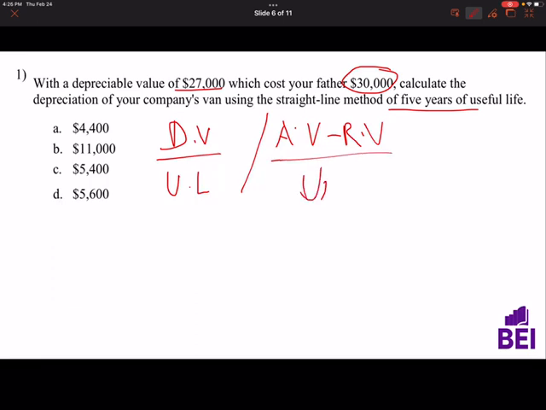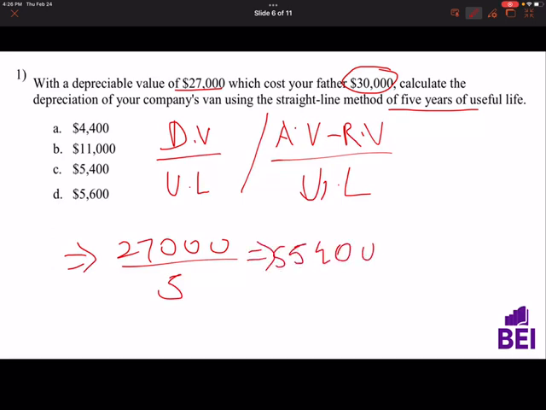See, we know that the formula can also be written as asset value minus residual value divided by useful life. But in this case, we do not really have the residual value, and it's much easier to just use the depreciable value. So let's just use that. We're going to use $27,000 divided by a useful life of 5, which is then going to give us $5,400. So that will be our answer C.